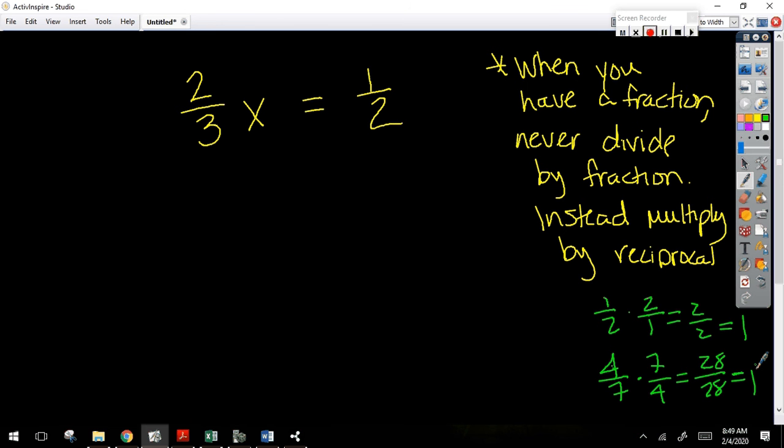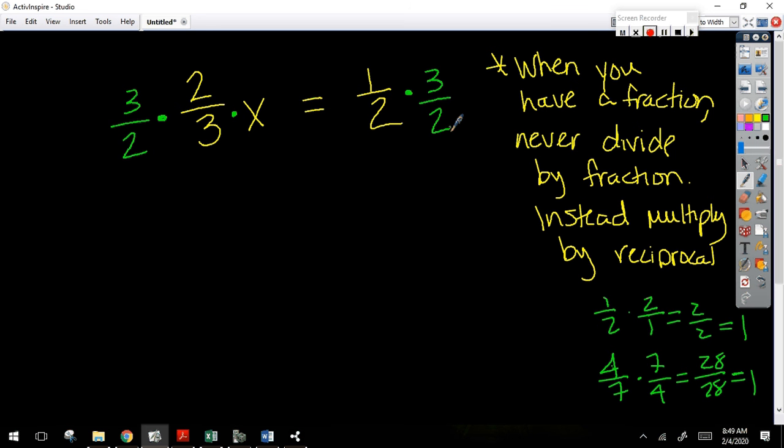Those are inverses. Because I'm multiplying by a fraction, the opposite of multiply is divide, but I do not want to divide by a fraction. Instead of dividing by a fraction, George, tell us what we do. Reciprocal. What is the reciprocal that I need to multiply by? 3 over 2. If reciprocal confuses you, just remember it means flip it over.